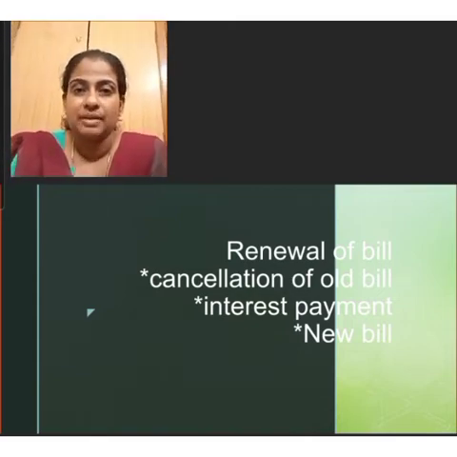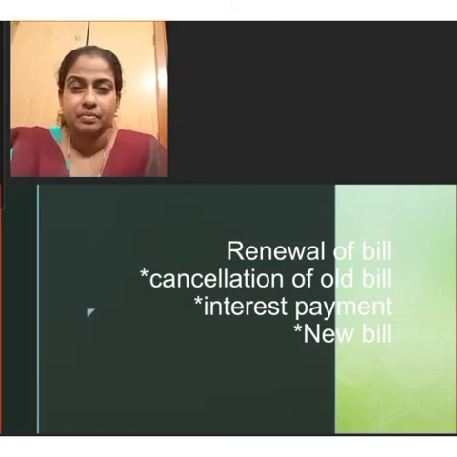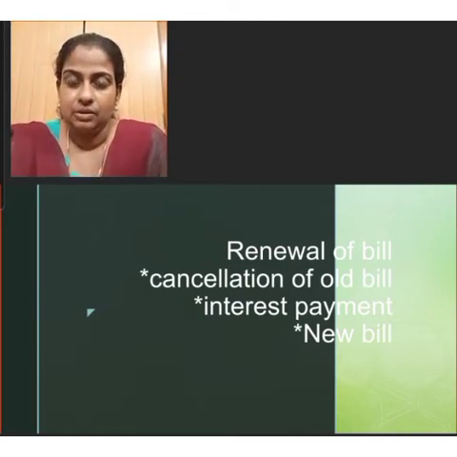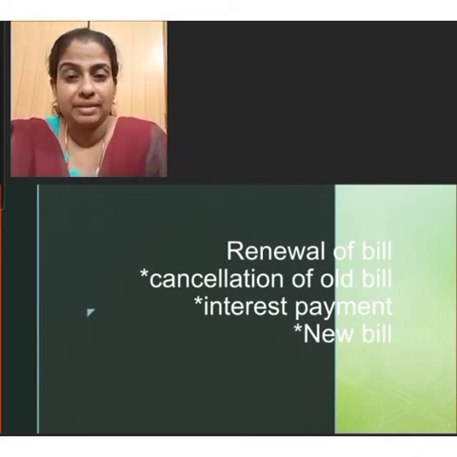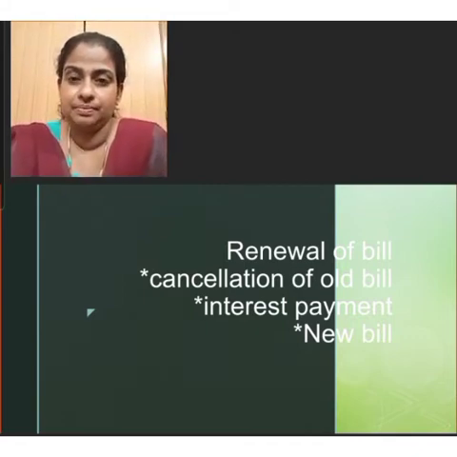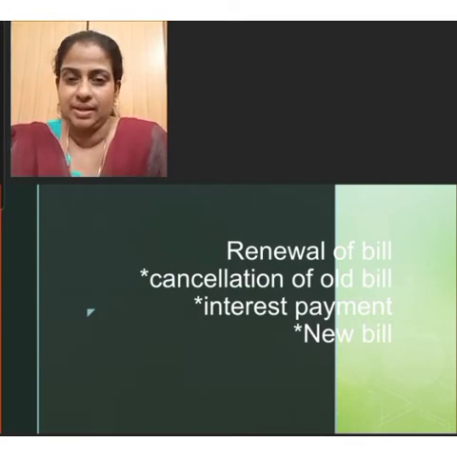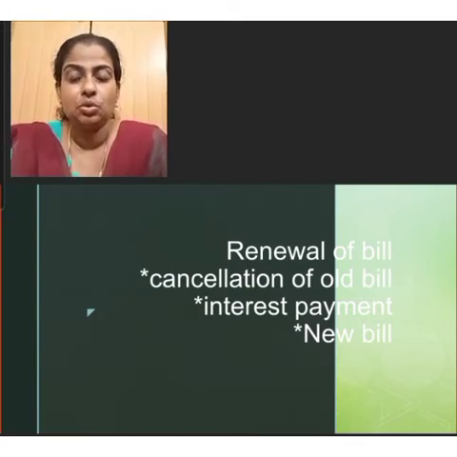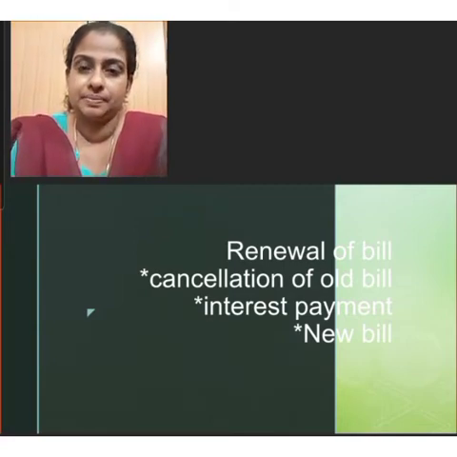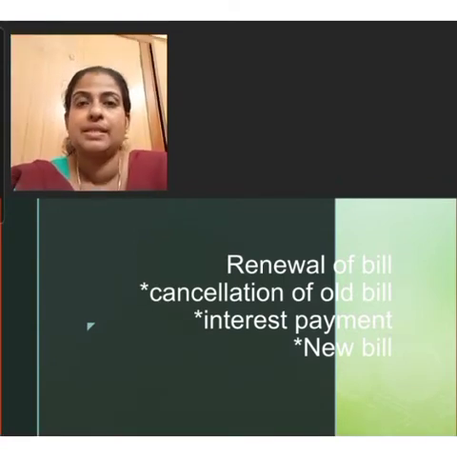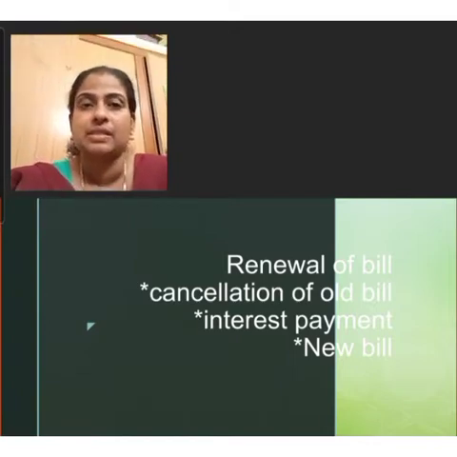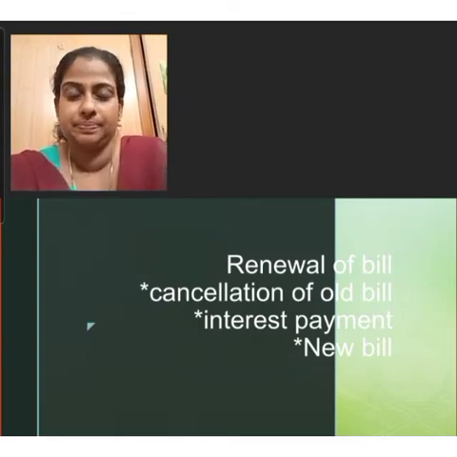At the time of receiving bill receivable, the entry will be bill receivable account debtor to drawee's account. But at the time of cancelling the bill, we have to pass the opposite entry. The entry will be drawee's account debtor to bill receivable account. Next, we want to pass the journal entry for interest due. The entry will be drawee's account debtor to interest account, being interest due.